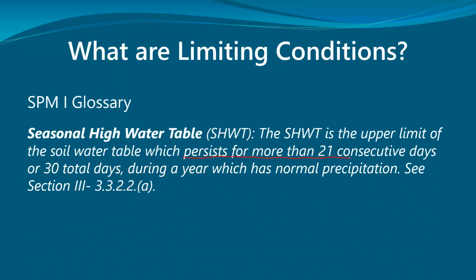In the north, you know, you get a rain storm coming in when there's 2 feet of snow on the ground and things start melting. You're going to have seasonal high water table right to surface. So again, it has to persist.